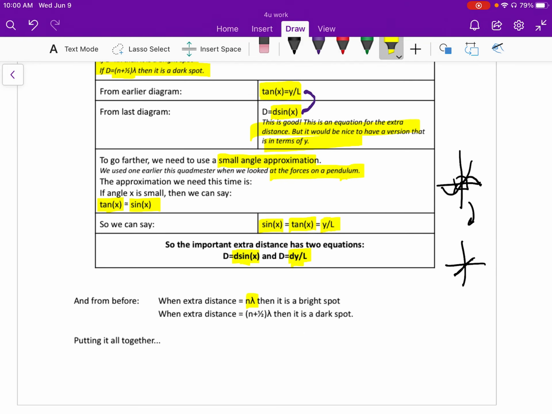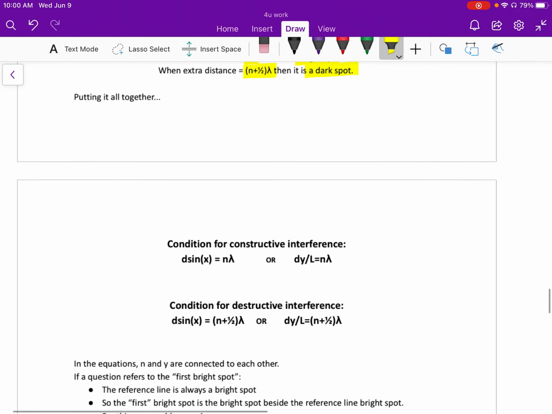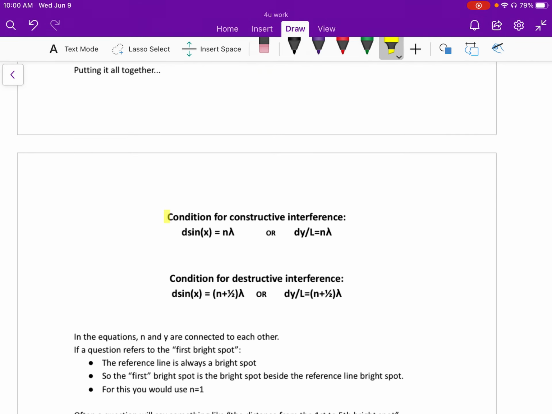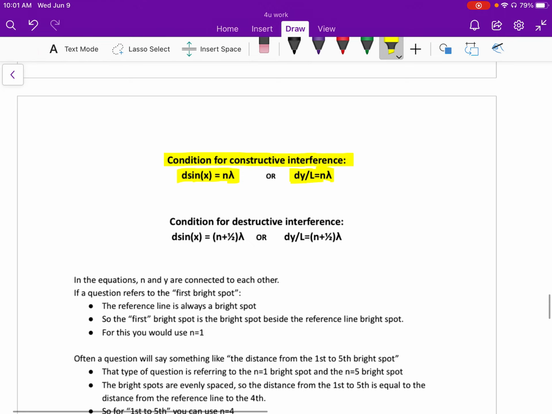If the d sine x or the dy over L is a multiple of lambda, it's bright, or if it's off by half a lambda, it's dark. I'm going to put these equations down, but there's two of them. For bright spots or constructive interference, it has to be a multiple of lambda, and we've got two options. It's d sine x if we know the angle, or dy over L if we know the distances. For dark spots or destructive interference, the extra distance is off by a half, and we have those two equations for the extra distance, the d sine x or the dy over L.